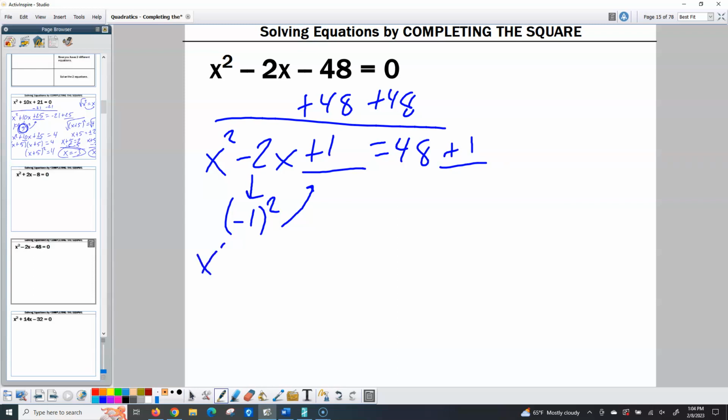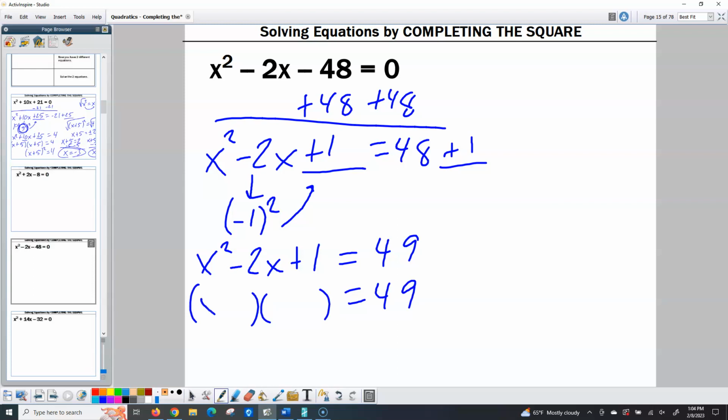So I clean it up. X squared minus 2x plus 1 equals 49. And I'm going to factor this left side into a perfect square. I need two numbers that add together to give me negative 2 and multiply to give me positive 1. That number's always hiding right there. It's minus 1, minus 1. I can rewrite that as x minus 1 squared equals 49.